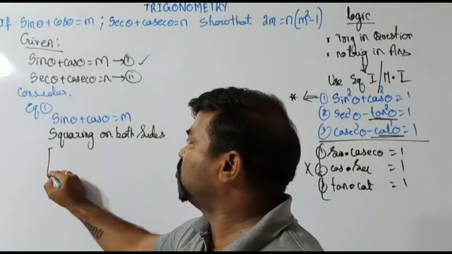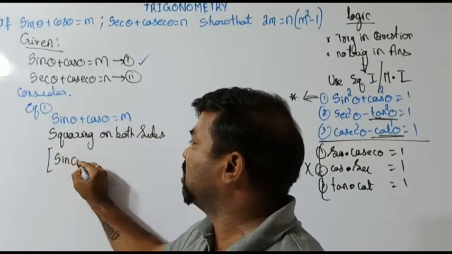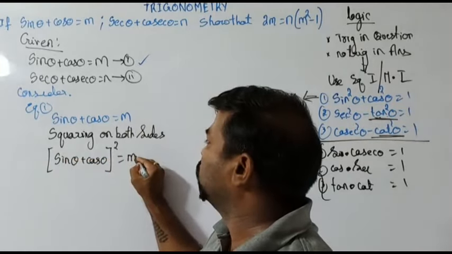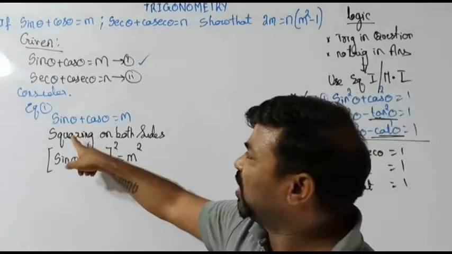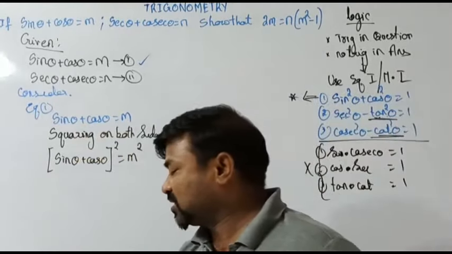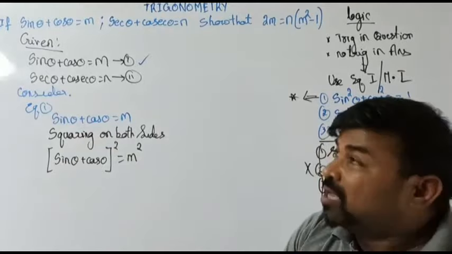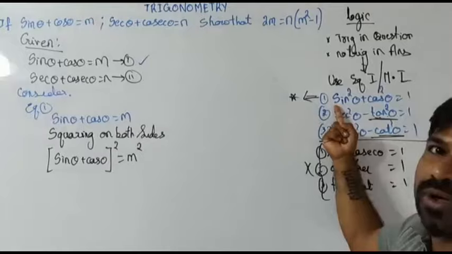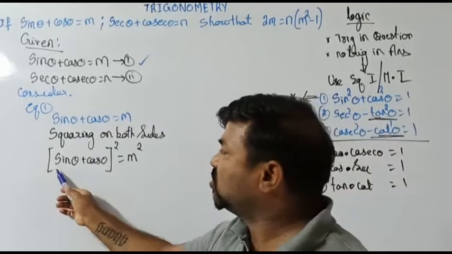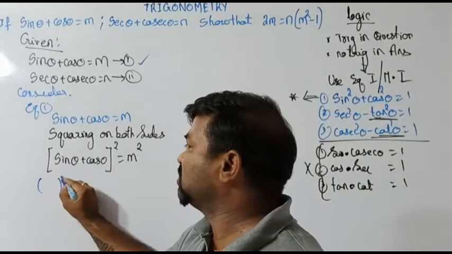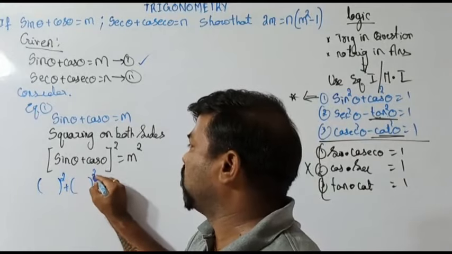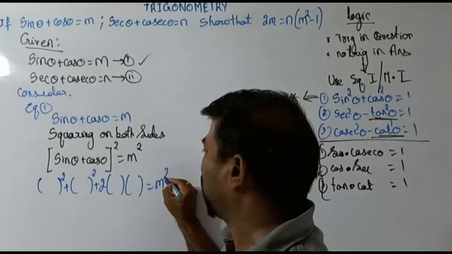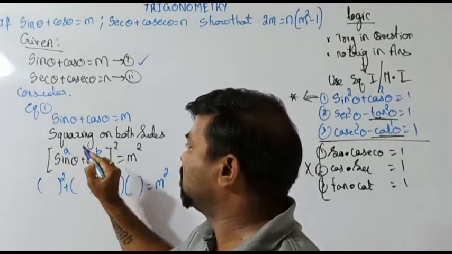If I square both sides, I am getting sin theta plus cos theta whole square is equal to m square. So this is what I did. I am squaring on both sides. That's the logic I have opted. Why? Point 1, there is a square here. Why am I dealing with the first square identity? Is it looking like a plus b whole square? Obviously a square plus b square plus 2ab is equal to m square. I am considering this as a and this as b.